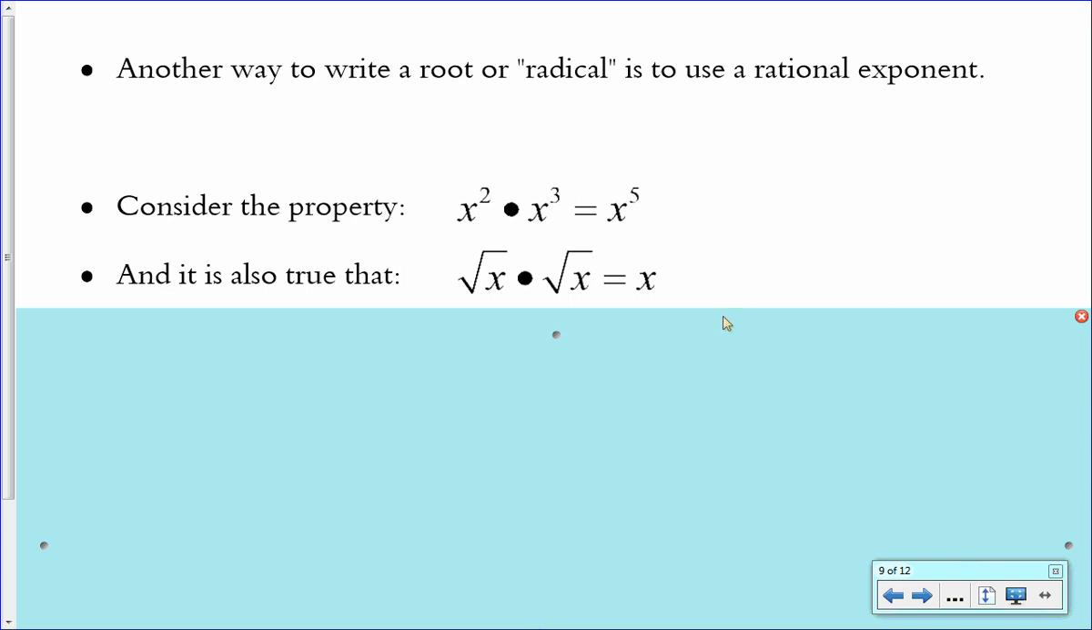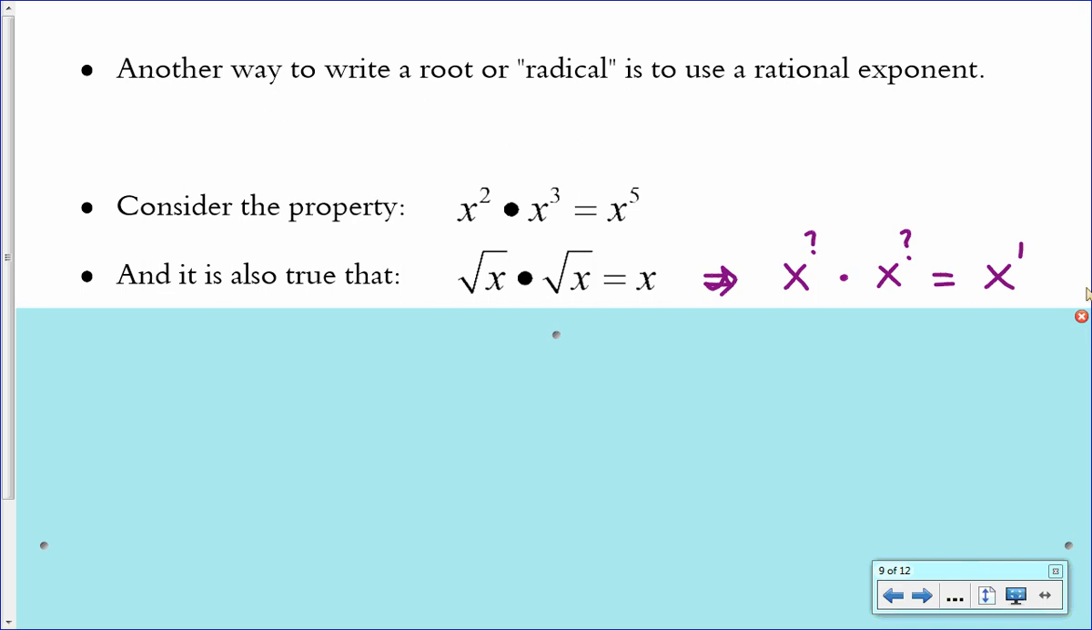So it stands to reason that if I was to try to write this equation with exponents instead, I'd be looking for some power to put on this x and multiply it by that same power, because these two things are obviously identical. That would give us x to the first power, right? That answer has an exponent of 1.